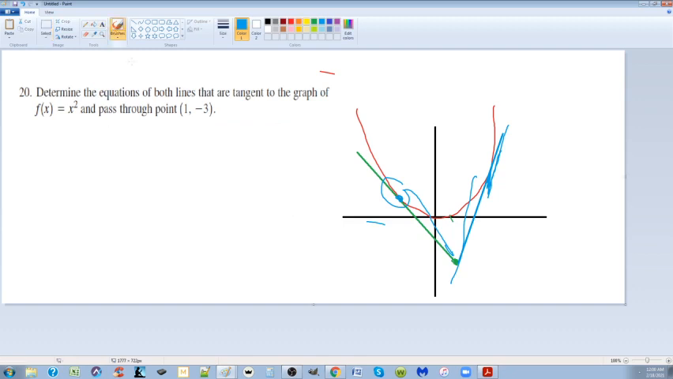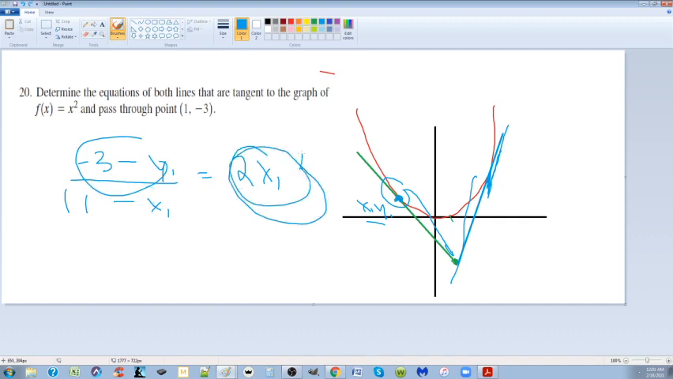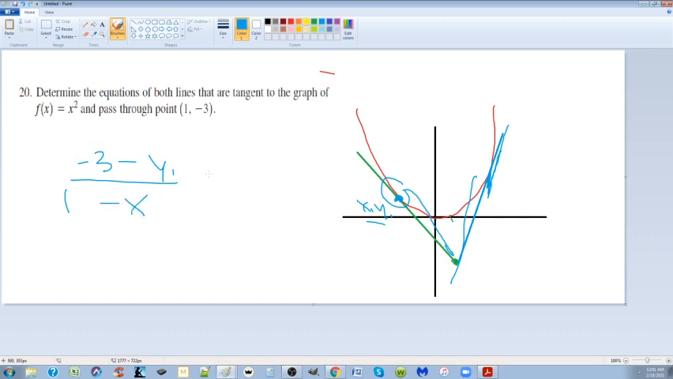If you call this x1 and y1, you'll know that minus 3 minus y1 over 1 minus x1 is going to be equal to 2x1. Great. That might be a good start. Because what I'm doing is finding delta y over delta x, which is equal to the equation of this tangent, 2x, and I'm using specifically 2x1. Interesting. Maybe that will help. Let's just solve for x essentially.